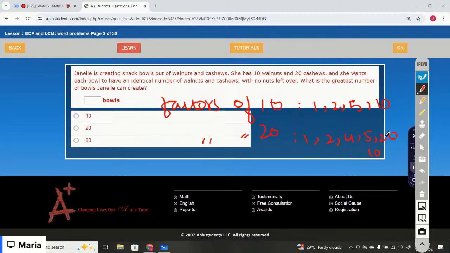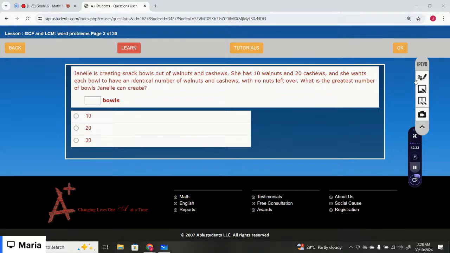10. The correct option is 10. Option number 1 is the correct option.